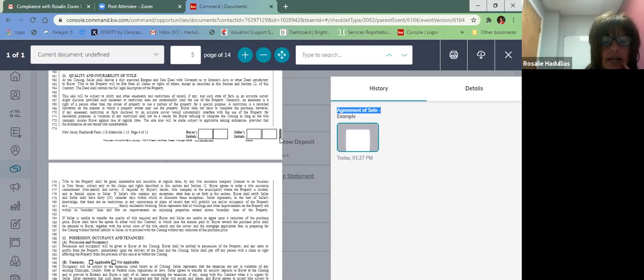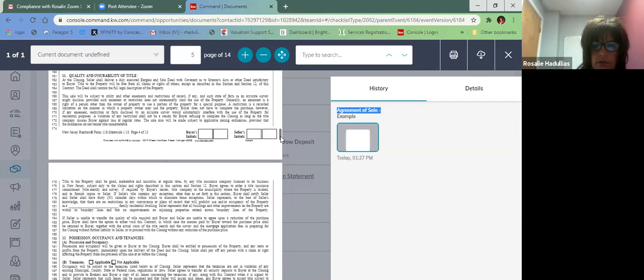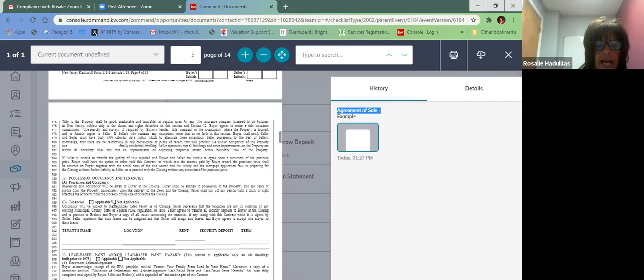So here you would put as you're purchasing, single family, multifamily. I've seen, even if it's a condo, people put condo, which is all correct. There's no right or wrong as far as what you could put in there. Tenancy. So if there's no tenants, it would be non-applicable.